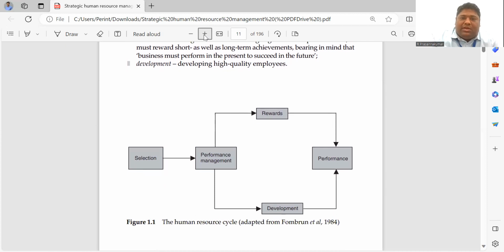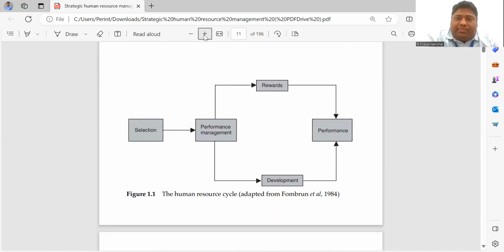So here you can see selection, performance management, reward, performance and development. This is one of the sections where we have a lot of development: first selection, then performance management, then rewards, then performance, then development. So it is a human resource cycle which was adopted in the year 1984.